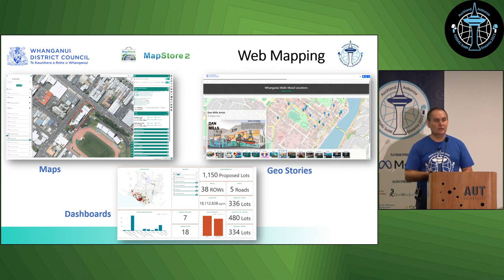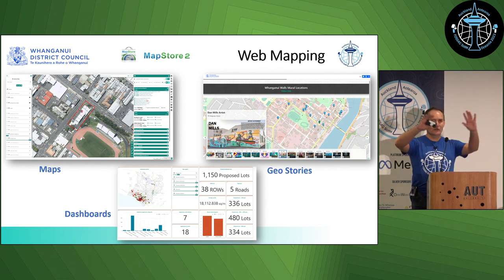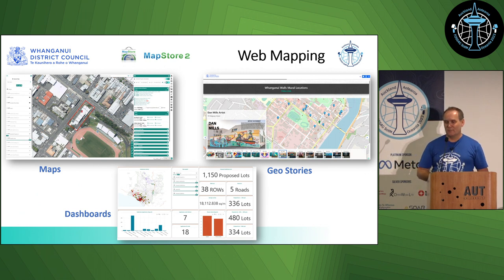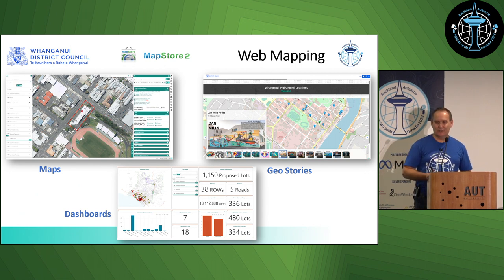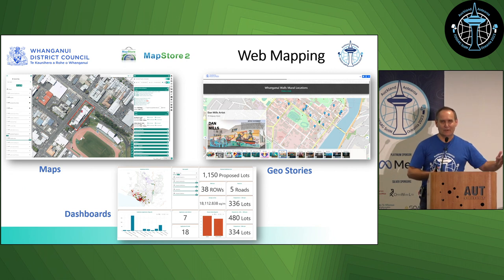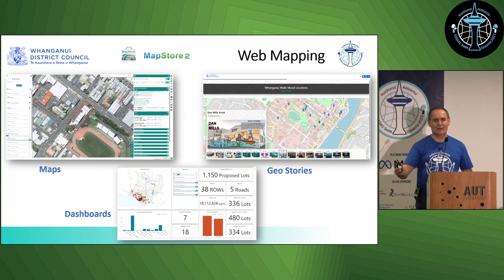And we also have the ability to do geo stories. Daryl's done a wonderful geo story there which documents all of the artwork that are on the walls around Whanganui City. So it's quite neat. You can flip through the little carousel at the bottom and actually find out where those bits of artwork are located.